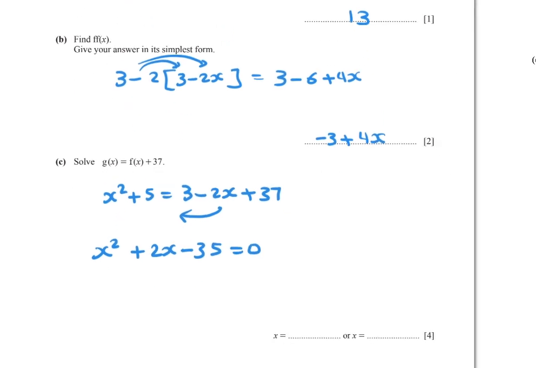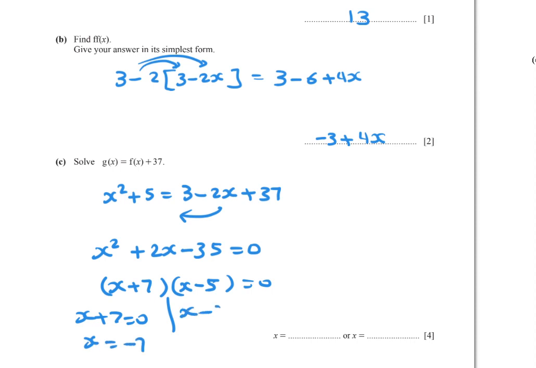Now we can solve this equation by factorization. You can use a calculator to solve. So (x plus 7)(x minus 5). So x plus 7 equals 0, this means x equals negative 7. Or x minus 5 equals 0, this means x equals 5. So negative 7 and 5.